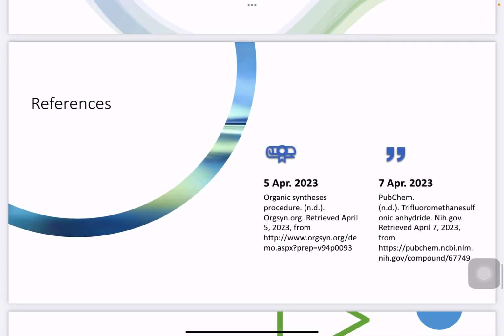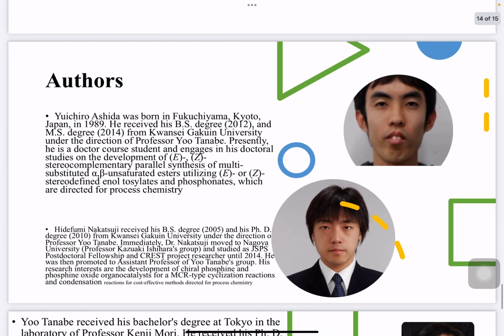So these are my references. I got the article from the Organic Syntheses website, and these are the authors. So we have Yuichiro Ashida. He received his BS degree in 2012 and MS degree in 2014 from Kwansei Gakuin University. And we have Hidefumi Nakatsuji. He received a bachelor's degree in 2005 and his PhD degree in 2010 from Kwansei Gakuin University.